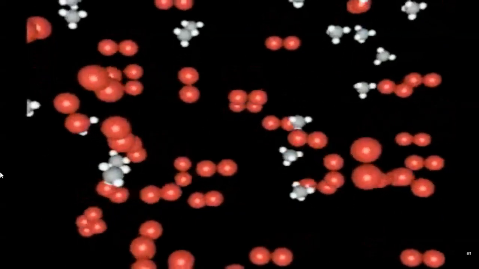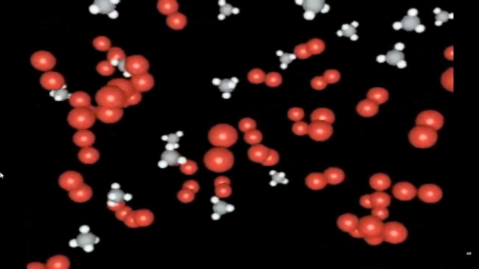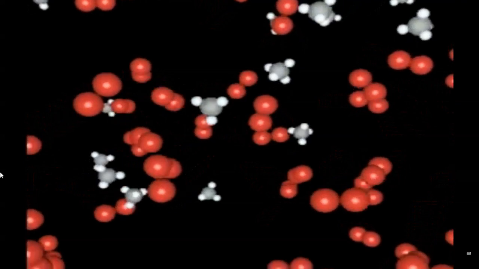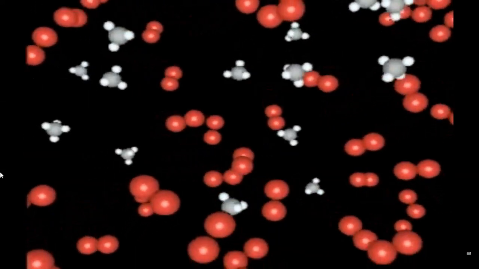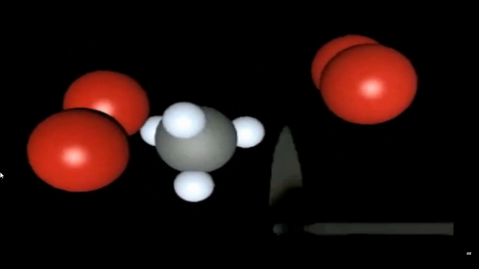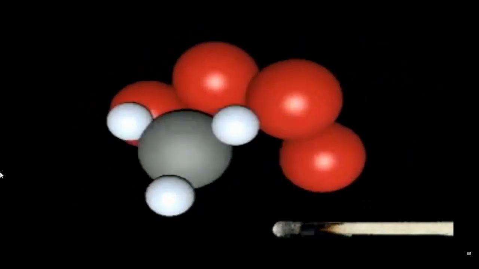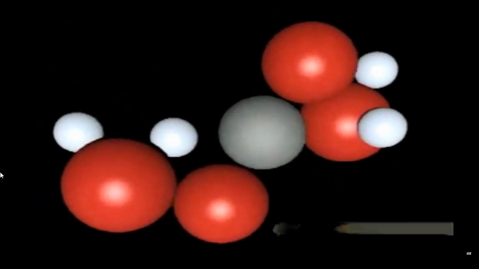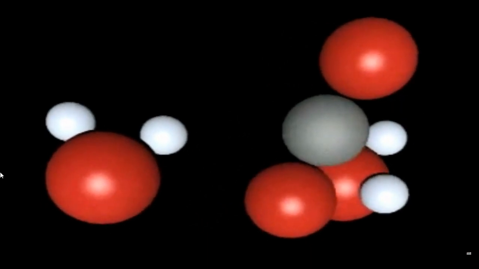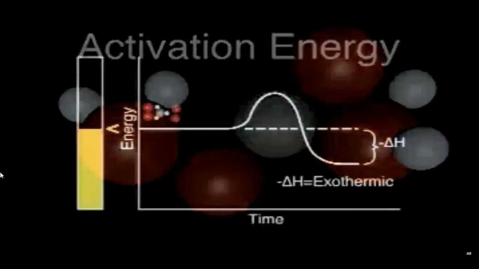You can see that. If oxygen and methane molecules are mixed together in the same container, they collide. But there is no reaction until a spark or flame is added. Why? To react, the molecules must collide with sufficient energy to break the oxygen-oxygen bonds and carbon-hydrogen bonds so new bonds can form. The additional energy needed to break existing bonds and start the reaction is called activation energy.